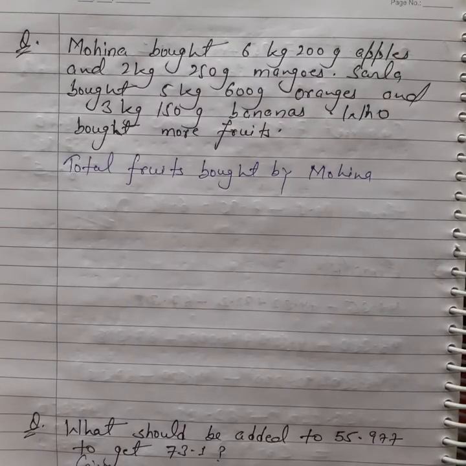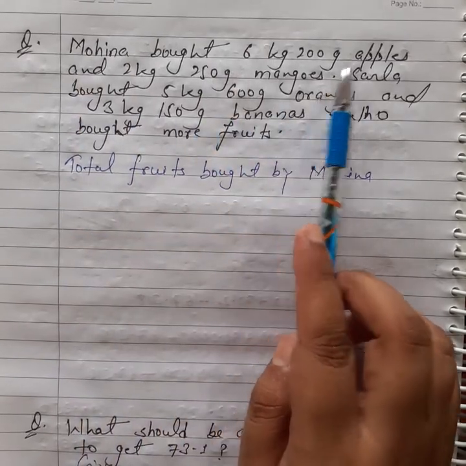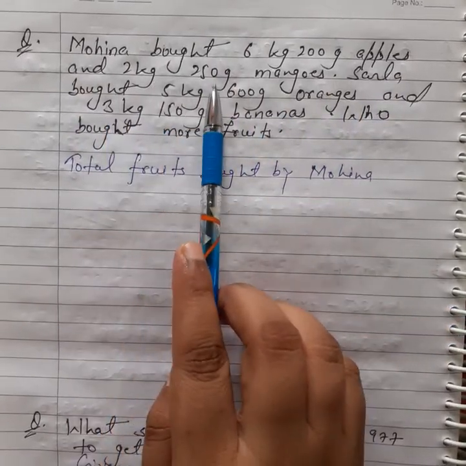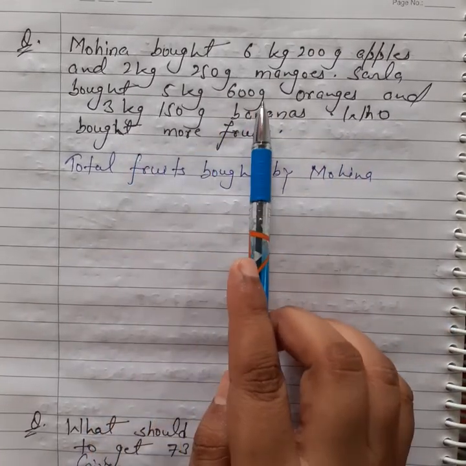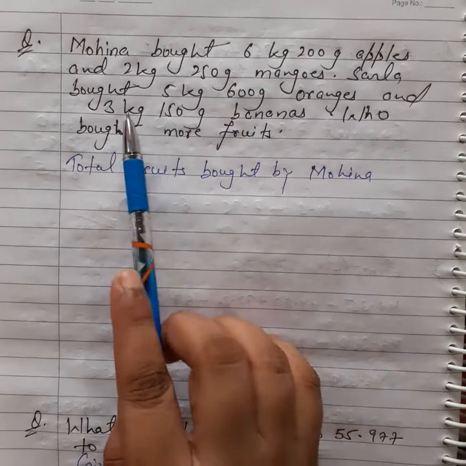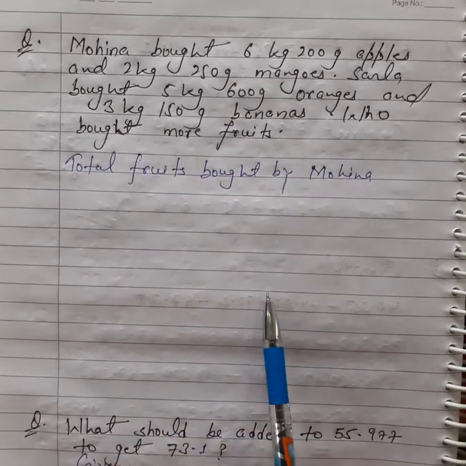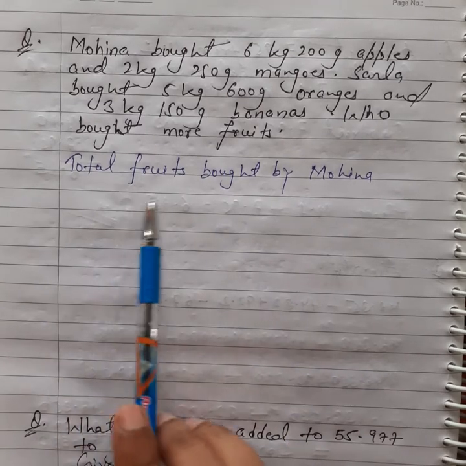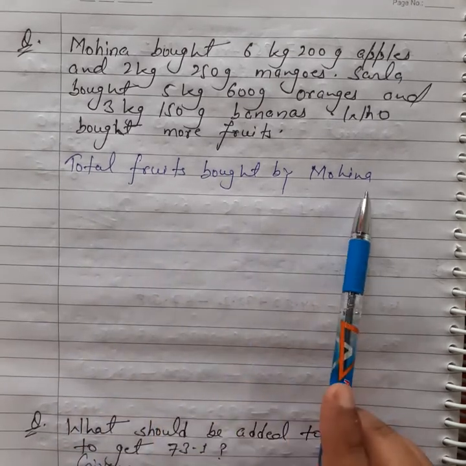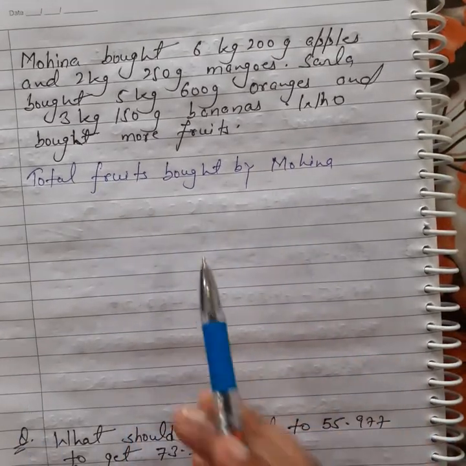Okay. Now the next question is, Mohina bought 6 kg 200 gram apples and 2 kg 250 gram mangoes. Sarla bought 5 kg 600 gram oranges and 3 kg 150 gram bananas. Who bought more fruits? So, first we have to find out the total fruits bought by Mohina, the mass of total fruits bought by Mohina.